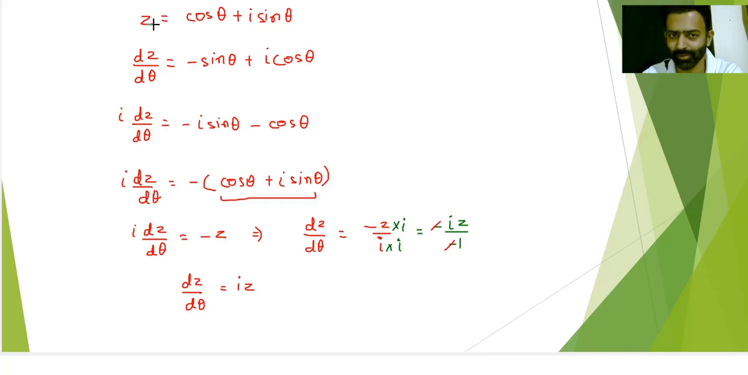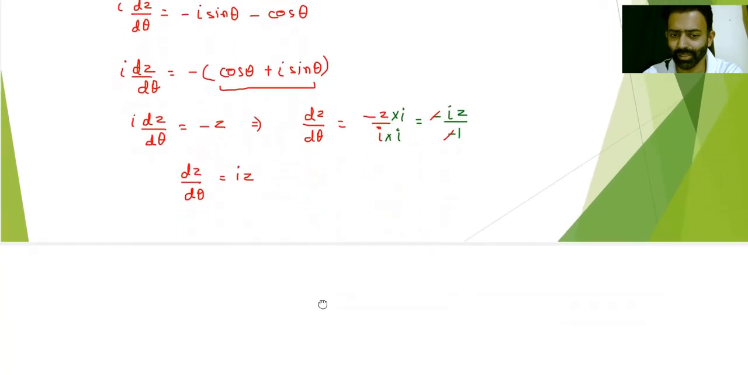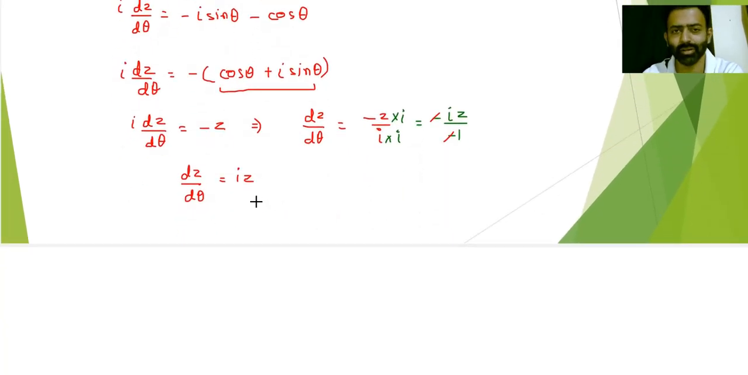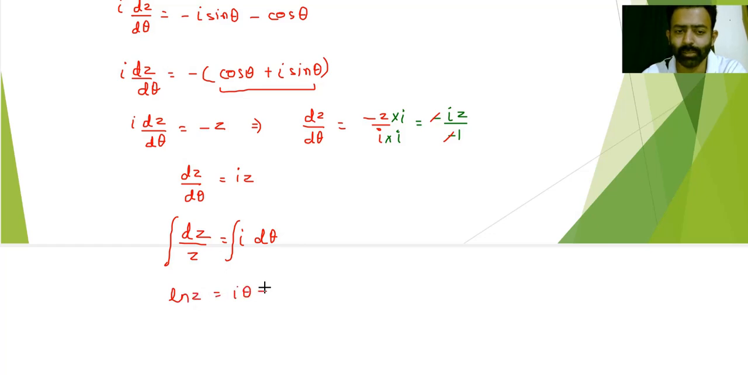Okay, very simple. This is a differential equation of this function, right? Now if I have to solve this equation, let us see what result we get. Using separation of variables, I can transfer z to the denominator, so it becomes dz by z is equal to i times d theta. On integrating this, I get ln z is equal to i times theta plus some constant c. This is the general solution.